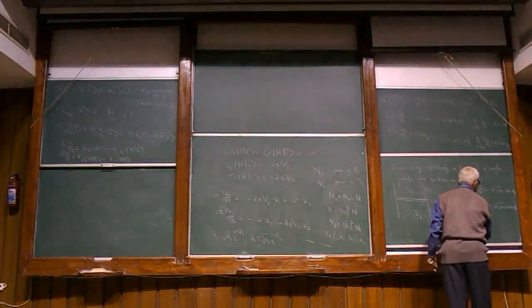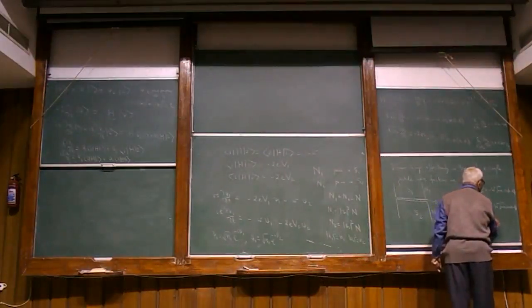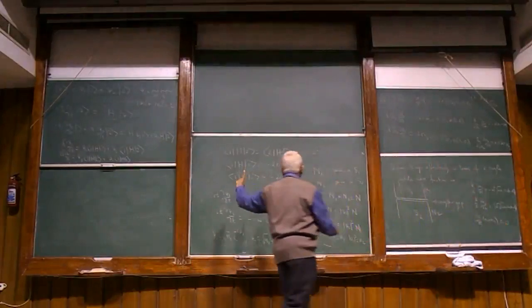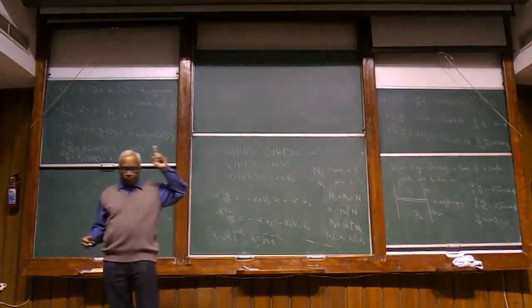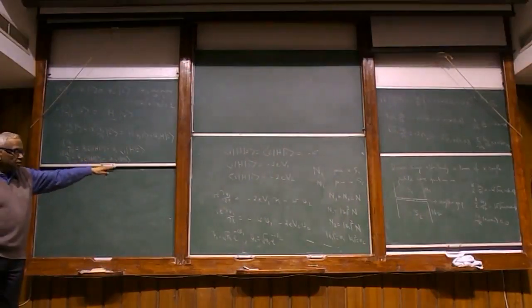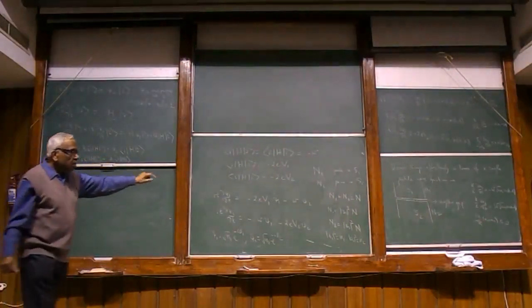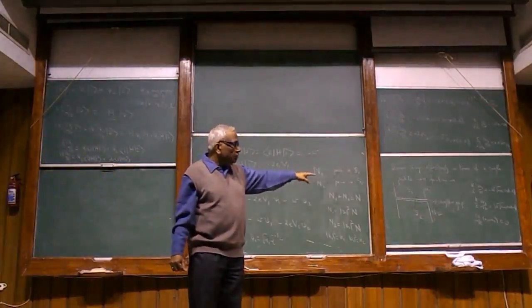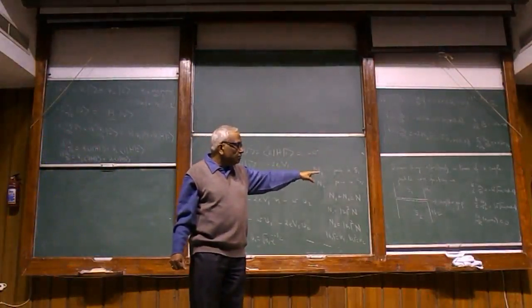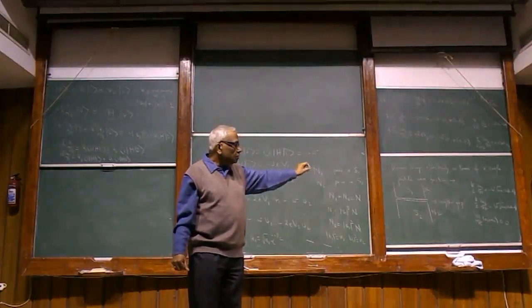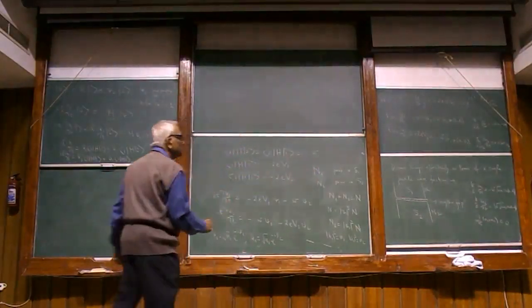So del T of N1 plus N2 is equal to 0, as it should be, because N1 plus N2 is equal to 1. That was the normalization of psi 1 mod square plus psi 2 mod square. And so whatever dynamics you do, del T of N1 plus N2 should be 0, which is exactly what has happened. So the total number is conserved.